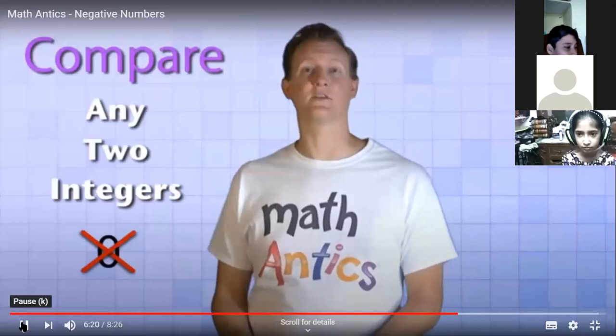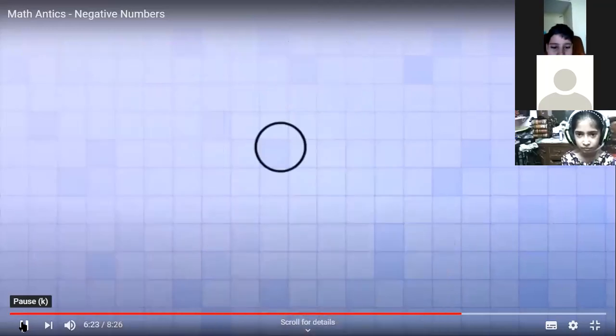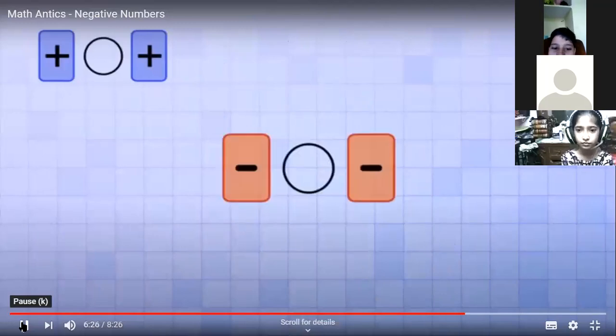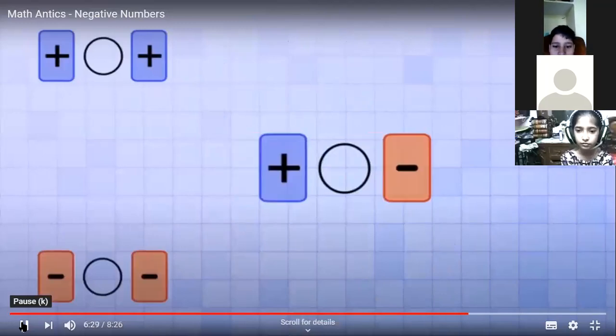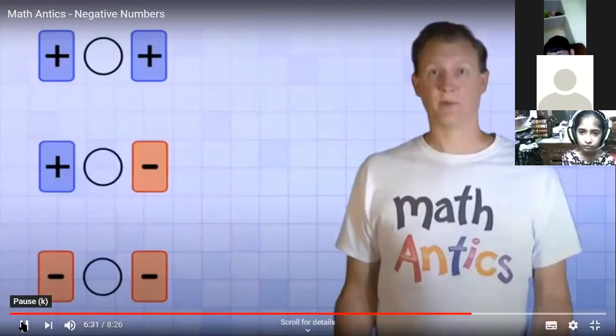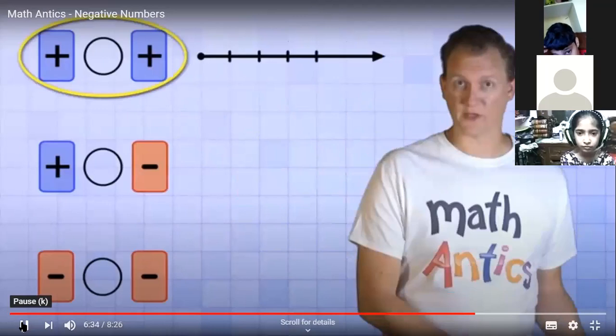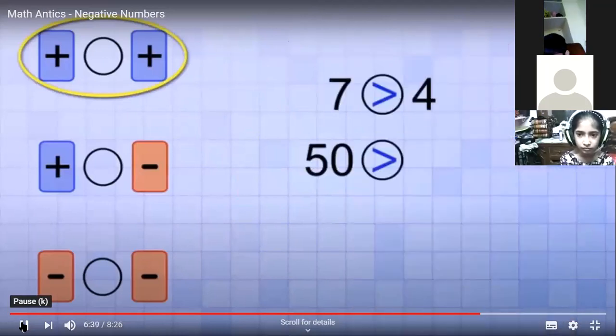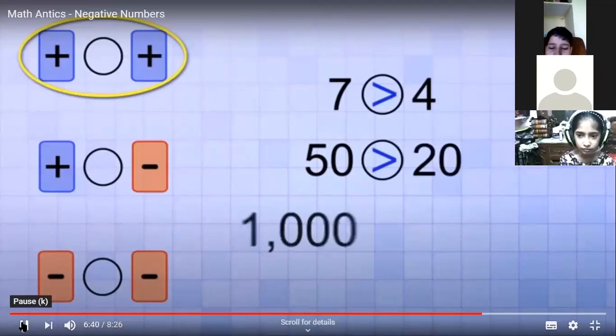Okay, now that you know how negative numbers work, let's see how we can compare any 2 integers. If we don't include 0 for a moment, basically there's just 3 situations. You'll either need to compare 2 positive integers, or 2 negative integers, or 1 positive and 1 negative integer. And you already know how to compare 2 positive integers. The further right on the number line you go, the bigger the numbers get. 7 is greater than 4, 50 is greater than 20, and 1,000 is greater than 100.